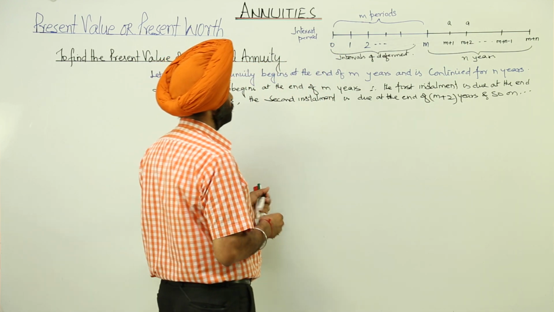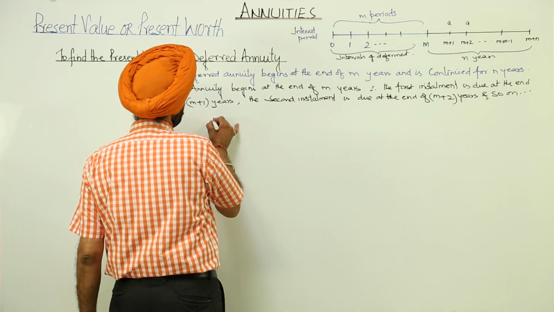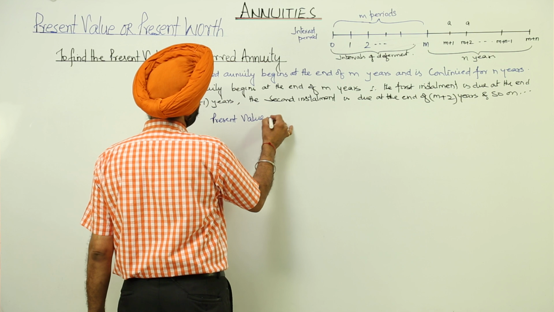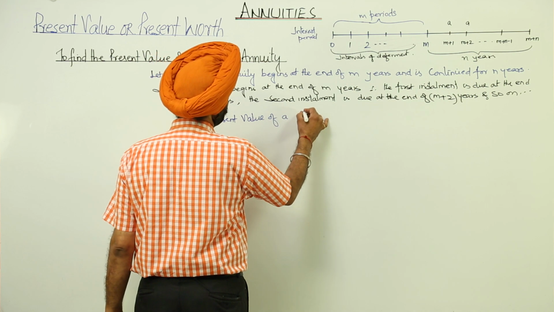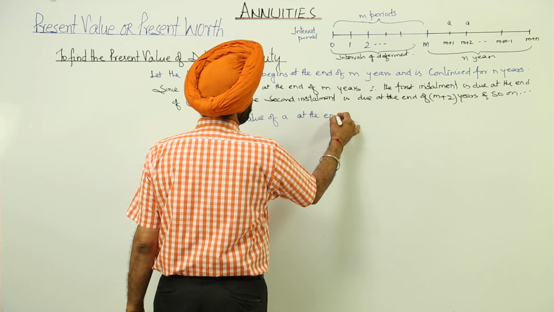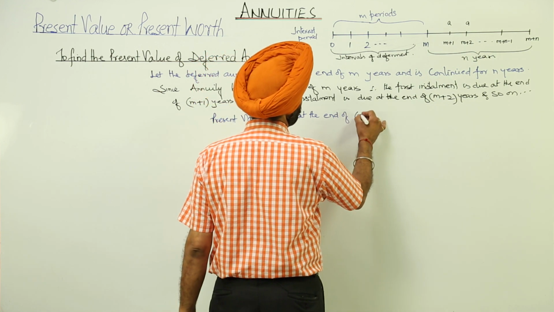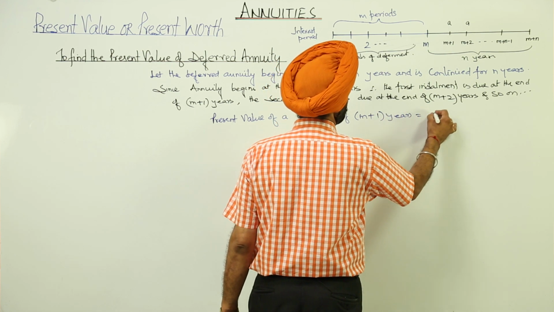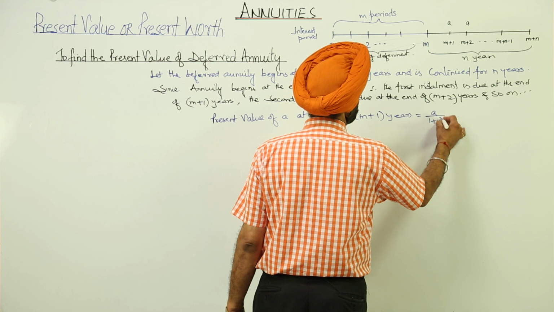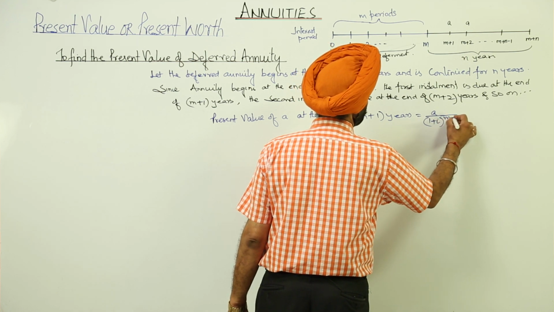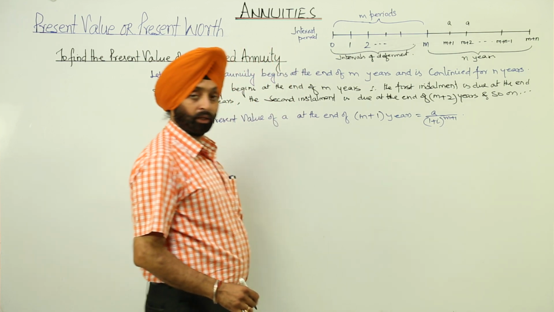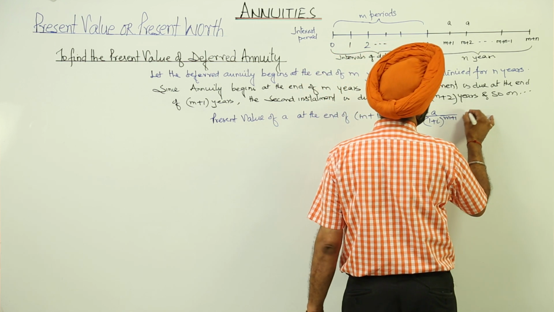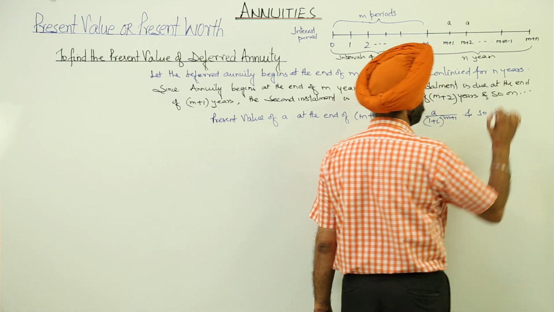Now, the present value of A at the end of m plus 1 years is equal to A upon 1 plus I, and its power is m plus 1. And so on.